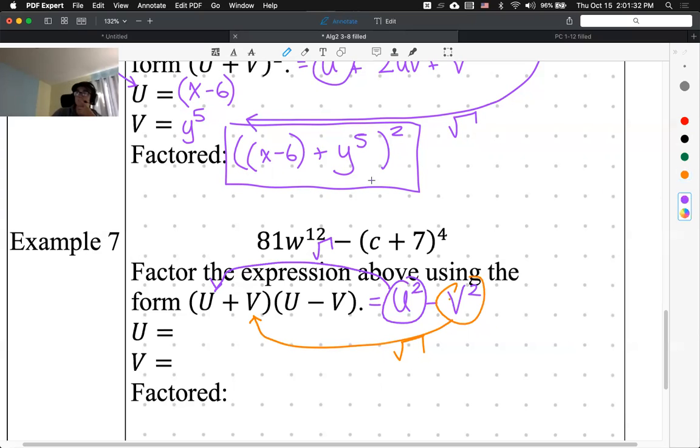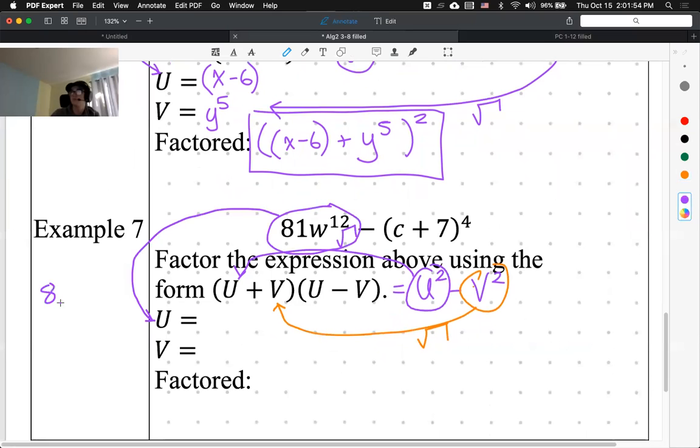So color coding this thing as always, 81w to the power of 12, that is our u squared. It matches up with this u squared. I'm going to do the same operation in order to get to the u. I'm going to take the square root of 81w to the power of 12, and I get what? Andres? 9w to the power of 6. Perfect. 9w to the power of 6.